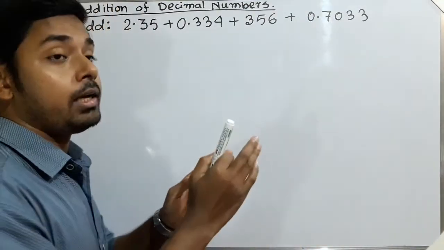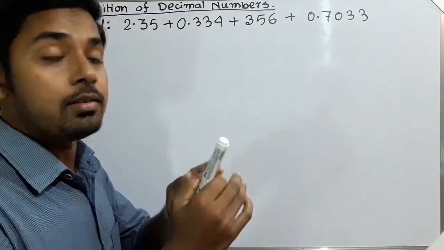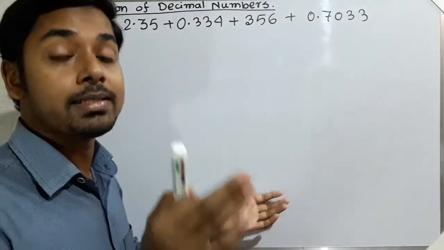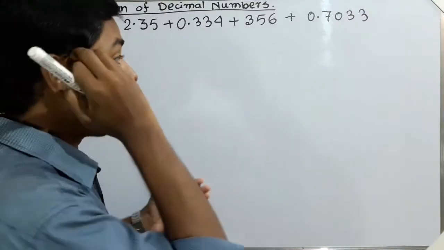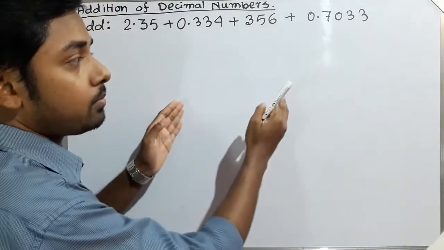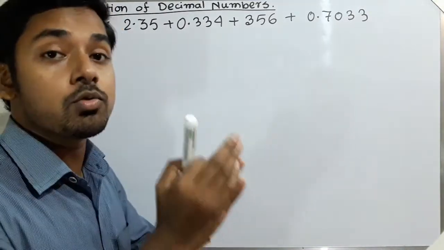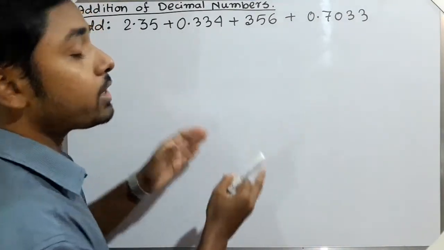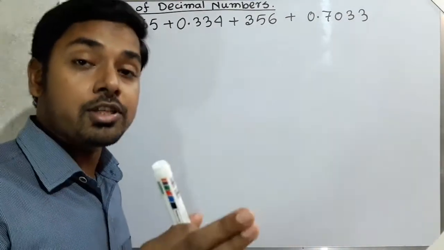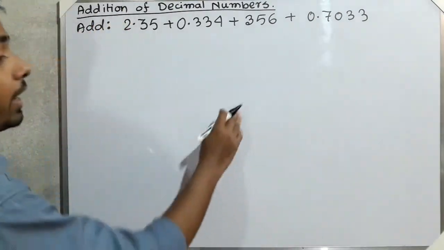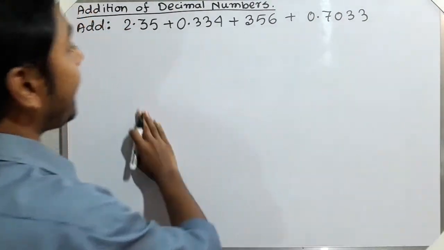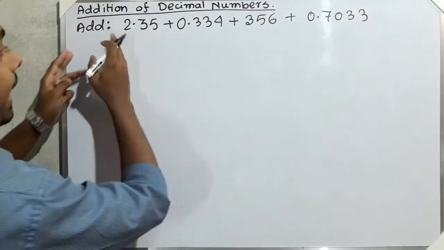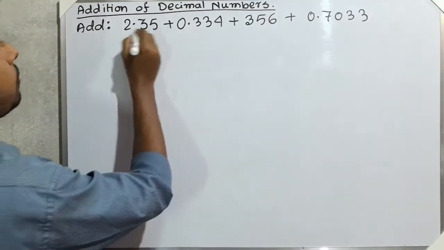First of all, how to arrange these numbers in a suitable way, this is the main thing. At this point most students make mistakes. They don't know the proper way to arrange. So first you should know the proper way to arrange. Let's see how we can arrange these decimal numbers to add.